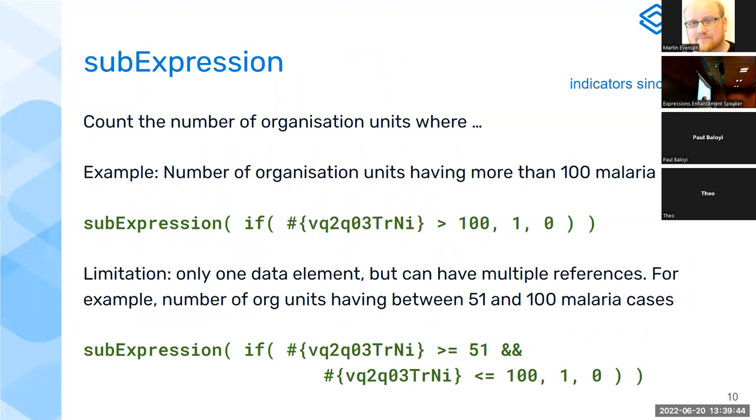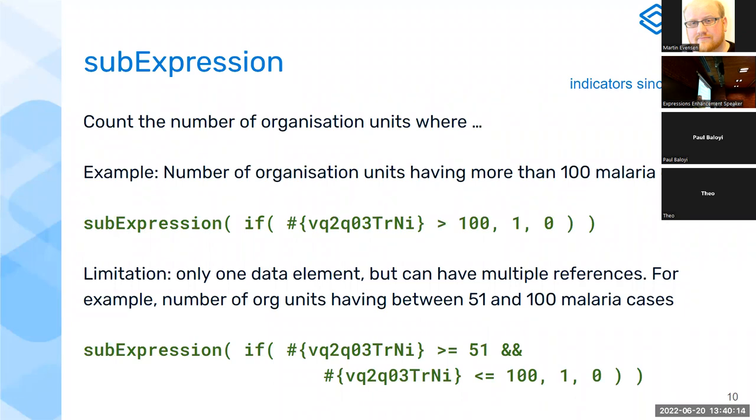Sub-expression made it in at the last second, and we decided rather than roll it out in 2.38, we'd wait until 2.38.1. Sub-expression starts to get at some of the limitations of indicators where you've had to use predictors in the past, and I will talk later in the talk about indicators and predictors and when you might use one, when you might use the other.